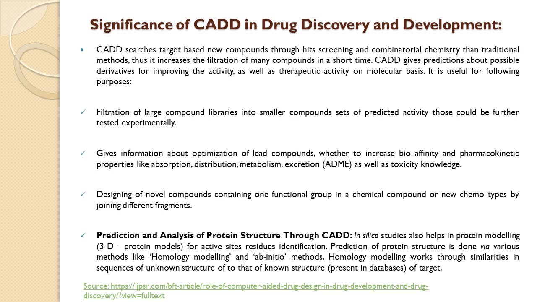Prediction and analysis of protein structure through CADD. In silico studies also help in protein modeling for active site residue identification. Prediction of protein structure is done via various methods like homology modeling and ab initio methods. Homology modeling works through similarities in sequences of unknown structure to that of known structure present in the database of target.